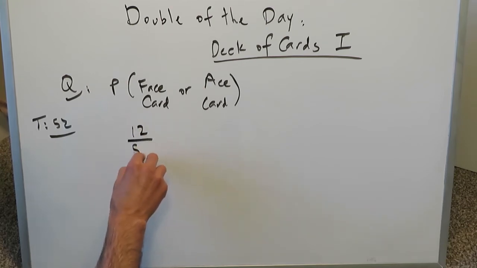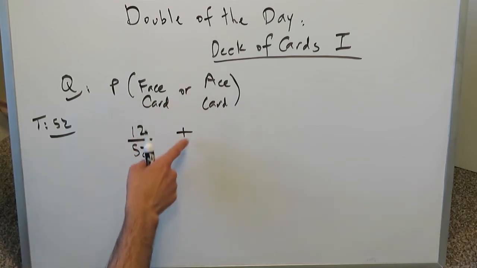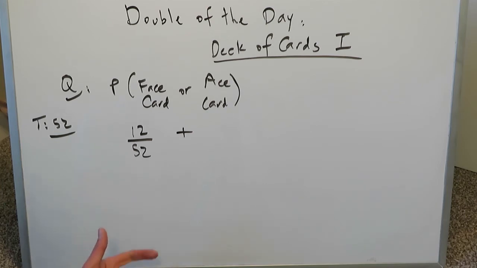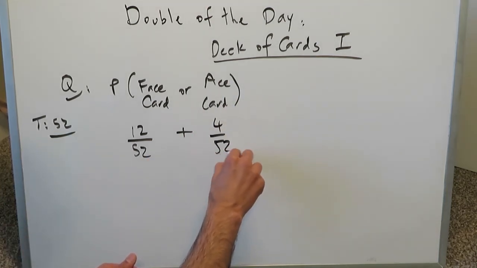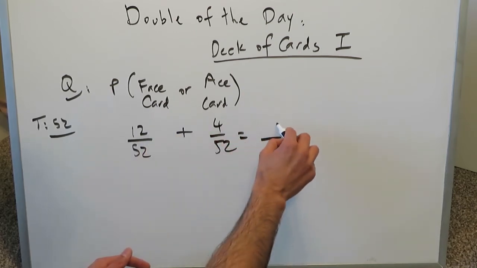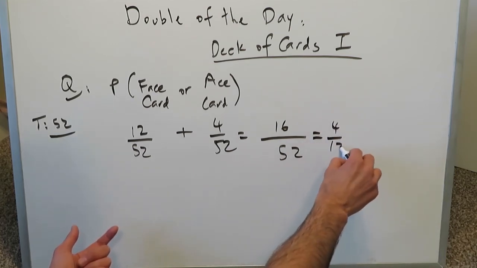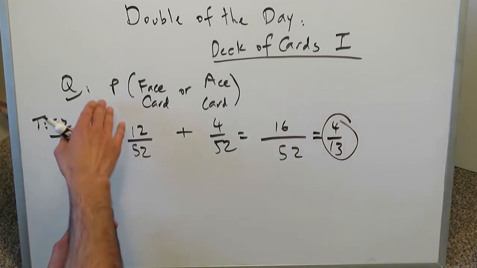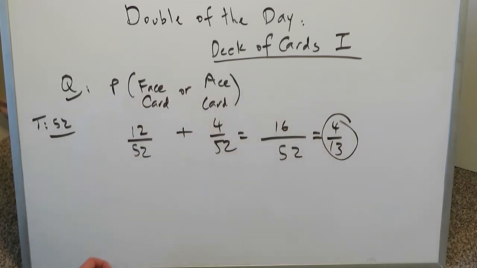But 12 out of 52 total are face cards. And then you have an OR for that plus. You have 4 ace cards, 1 each of diamonds, hearts, spades, and clubs. So that tells you you have a 4 out of 52. You must add these. Common denominator, 4 plus 12, 16. 4 goes in both of these numbers. You'll have a 4 over 13, and that'll be your probability. The probability that you will randomly pick a face card or an ace card is a 4 out of 13.